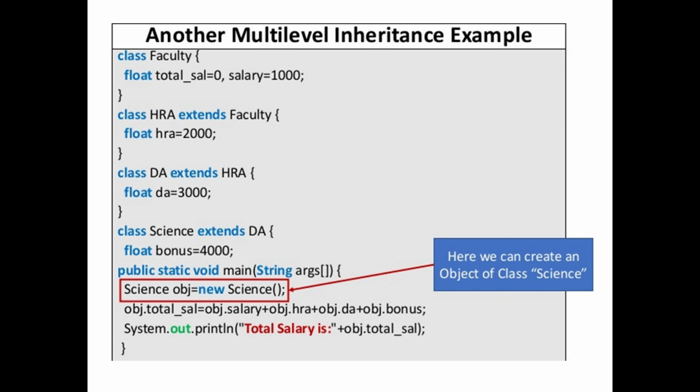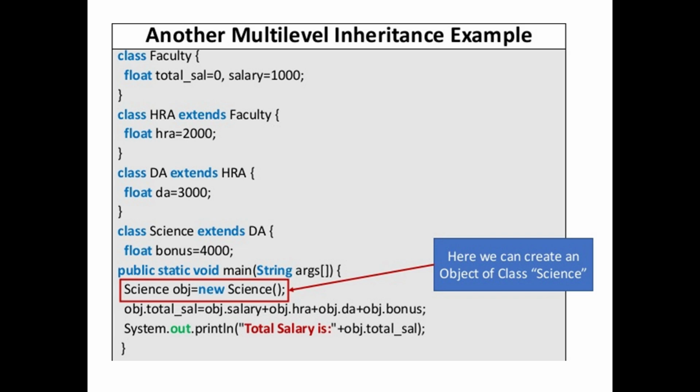So here there are four classes: faculty, HRA, DA, and science. Faculty consists of two variables. One is total salary, and the value of total salary is equal to 0. And the second variable is salary, that is equal to 1000. So both are float type variables. Class HRA extends faculty. So HRA is a child of faculty, and HRA can access the properties of faculty. So the class HRA can access total salary and the salary values.